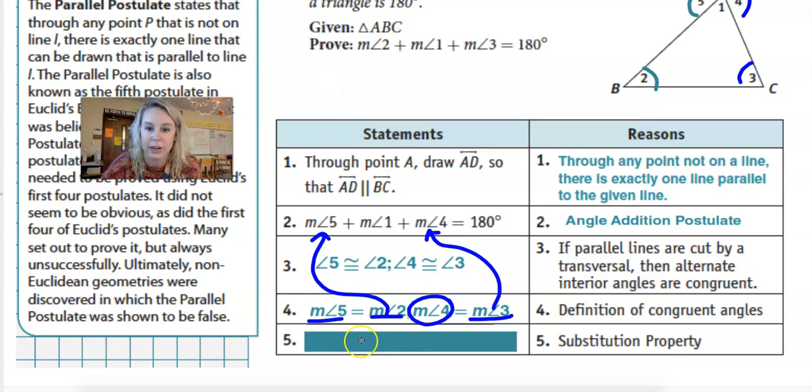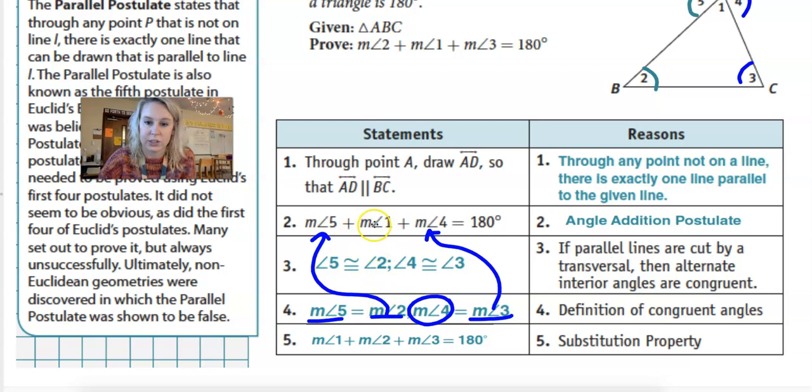When I substitute that, the measure of angle 1 just drops on down. Then I have the measure of angle 2 in place of 5, and the measure of angle 3 in place of 4. So that tells me that angle 1 plus angle 2 plus angle 3 equals 180, which is what I know. And so that is the proof of the triangle sum, and that's why we believe it's true.